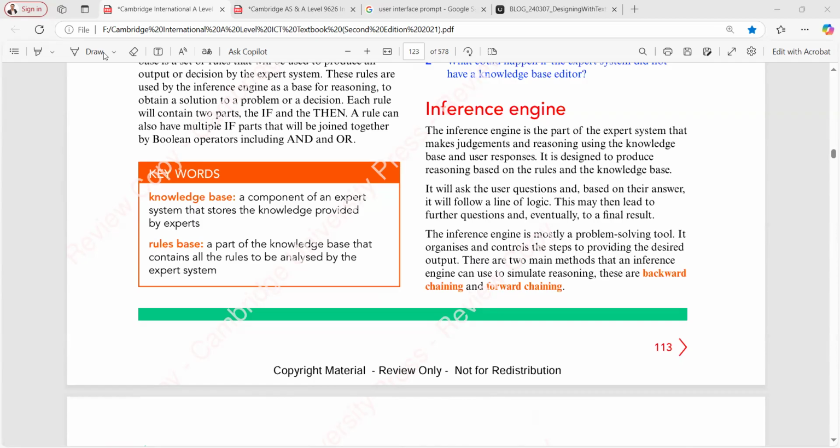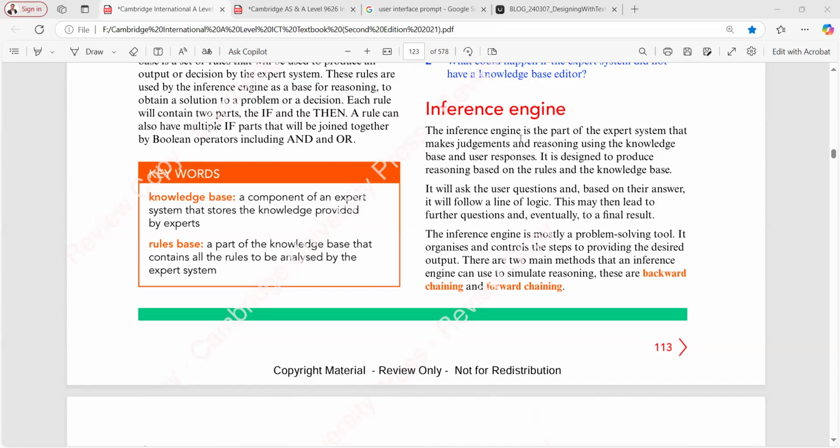So the reasoning part is done by the inference engine. You should remember this by the word engine. It's like a car runs with the engine. Similarly, this inference engine will be responsible for narrowing down and finding the best solution. So the inference engine is mostly a problem solving tool. What it does is that it organizes and controls the steps to provide the desired output.